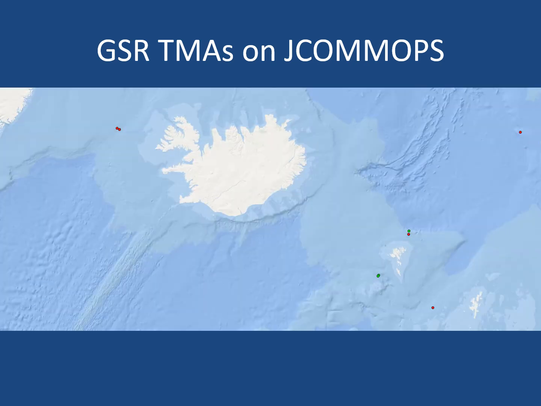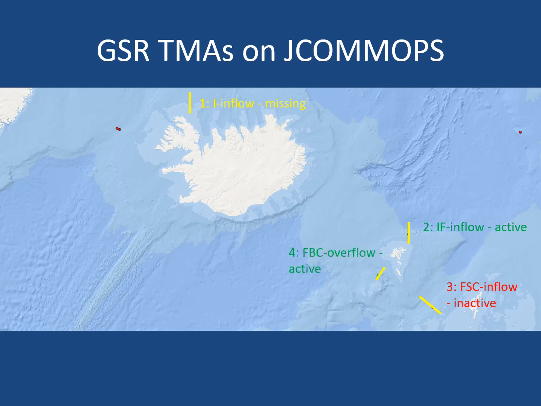So how do the Greenland-Scotland Ridge TMAs look on the JCOMMOPS data webpage? I show you here a screenshot of the Greenland-Scotland Ridge, where the platforms are indicated by red or green dots, depending on if they are active or inactive. If we start with the inflows, then we first notice here that the Iceland inflow is not registered on the JCOMMOPS. The Iceland-Faroe inflow is active. The Faroe-Shetland Channel inflow is inactive. The Faroe Bank Channel overflow is active, and the Denmark Strait overflow is inactive.